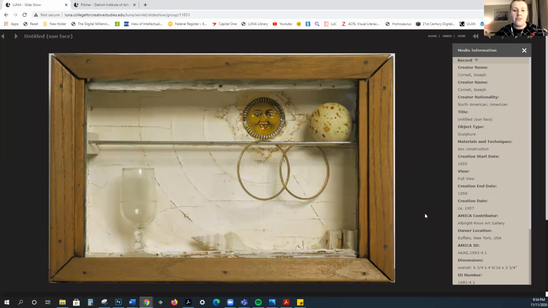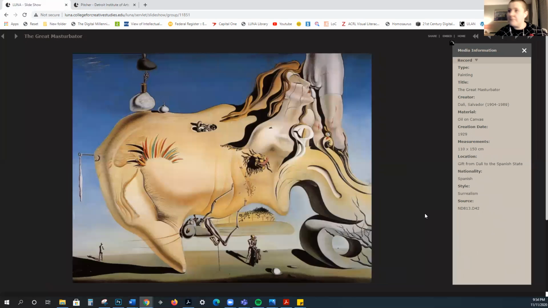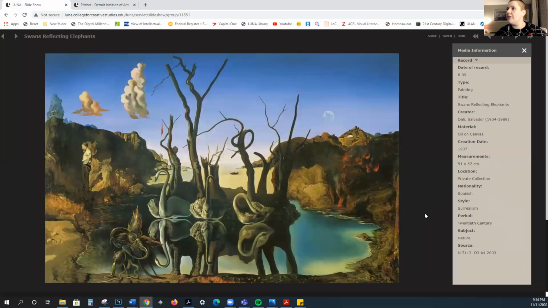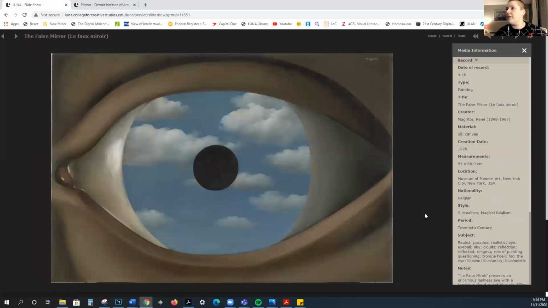So one of the strands is automatism. Let me see, here we go. Yes, so this is, oops, sorry, not this. Let me see. No, this is the other strand. Bear with me. So you have automatism, which is automatic drawing or painting. I have frozen Luna, so apologies.